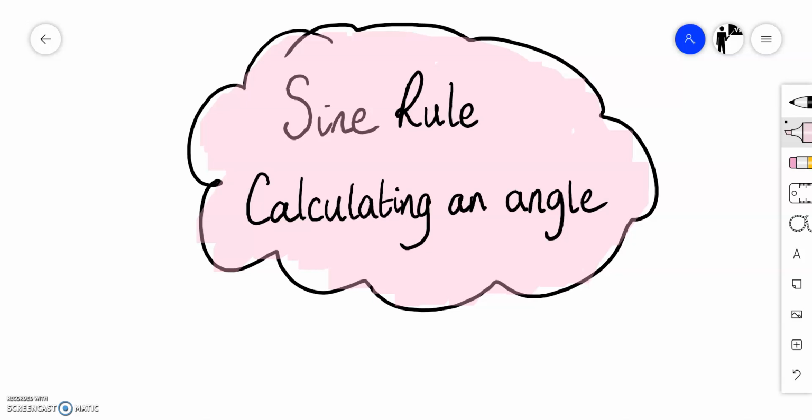In this video, we're going to use the sine rule to calculate an angle. In the last video, we looked at using the sine rule to calculate the length of a side. Here, we're going to calculate the size of an angle. We've got one example. I'm going to ask you to copy this down with me, and then use that to try and have a go at the questions that I've set.